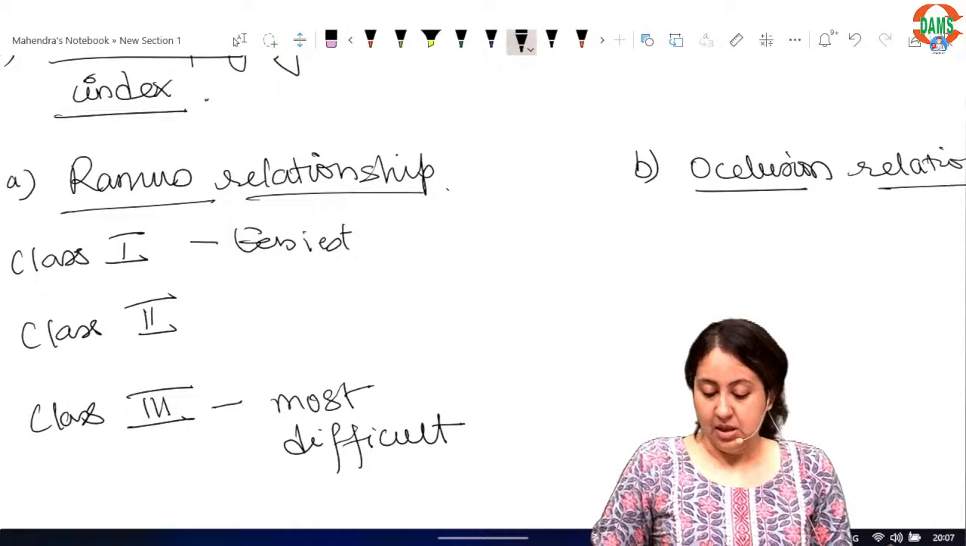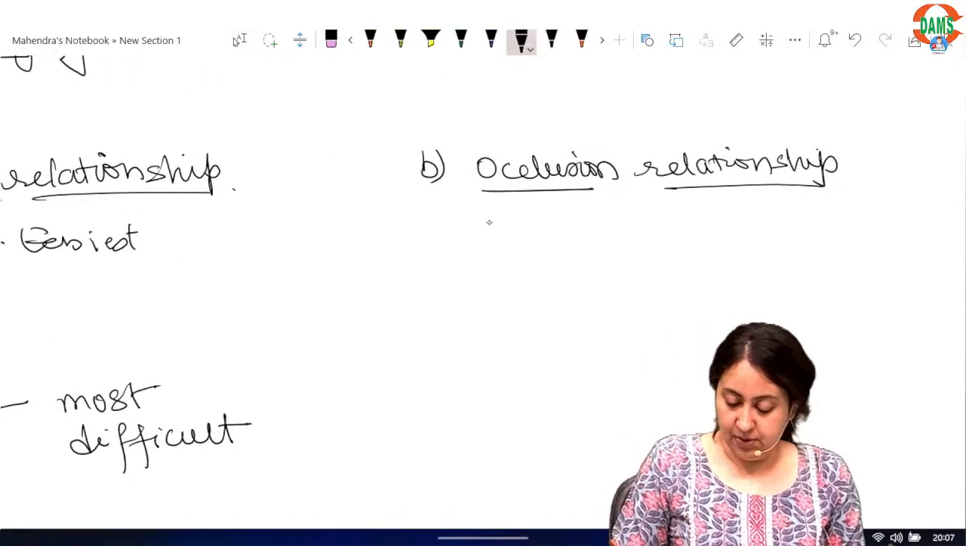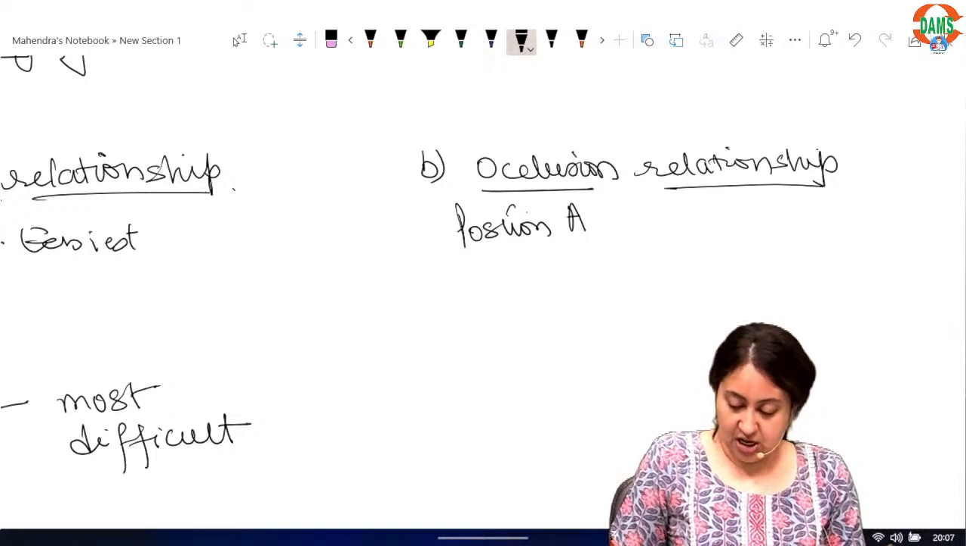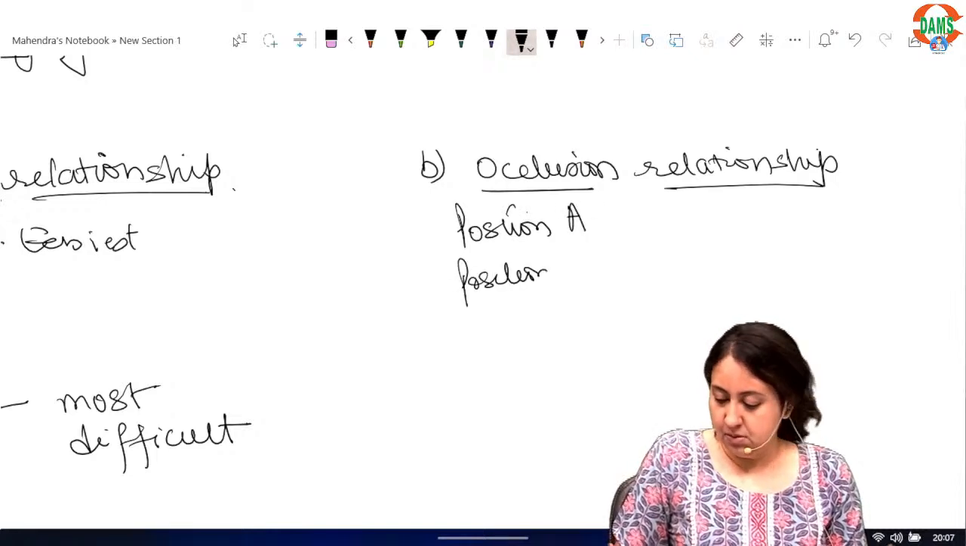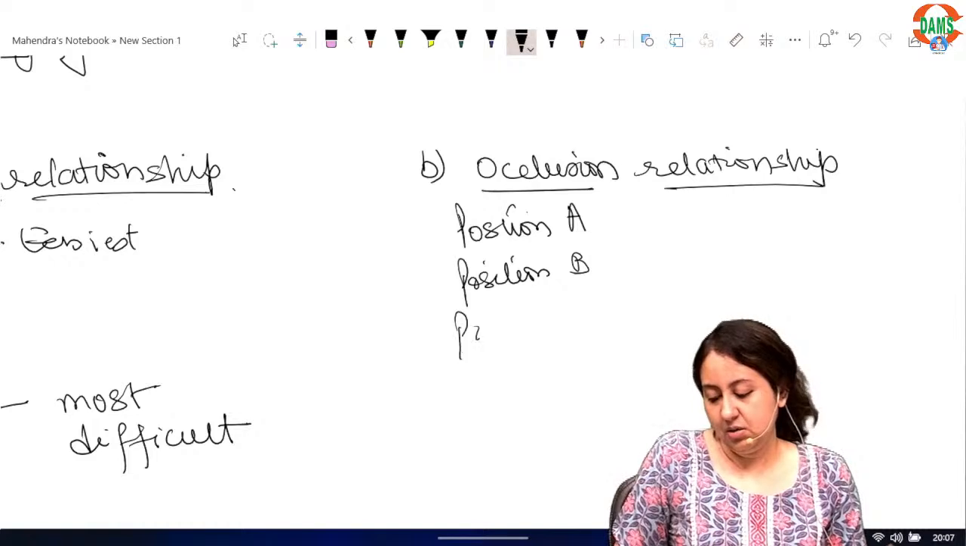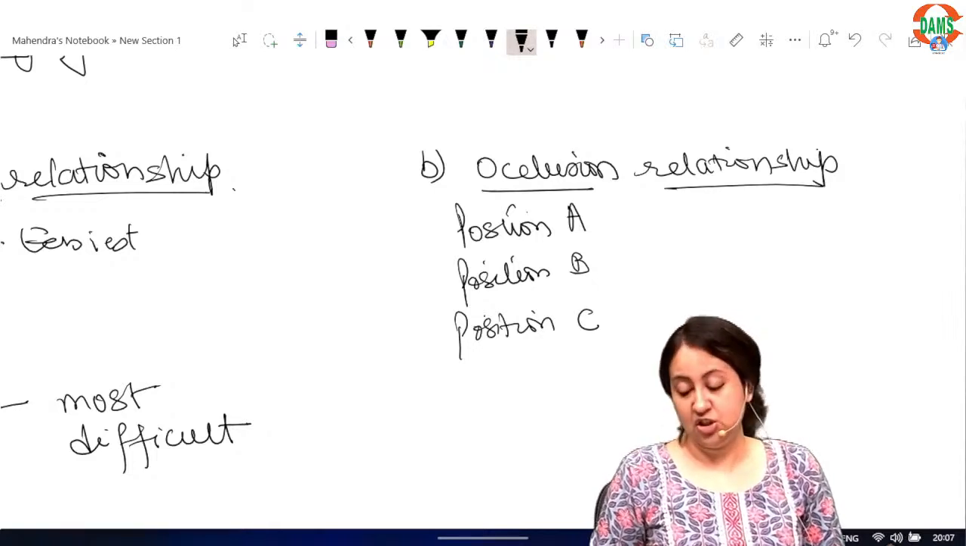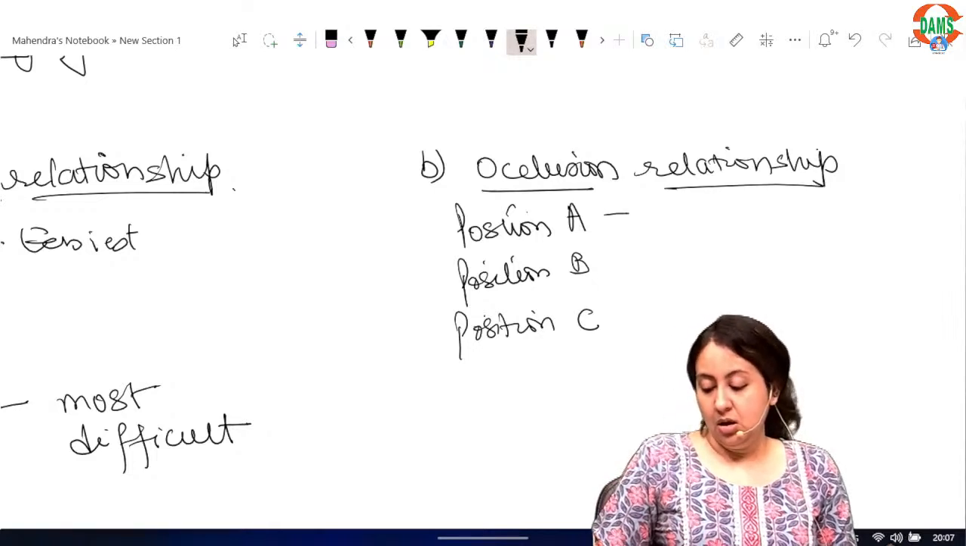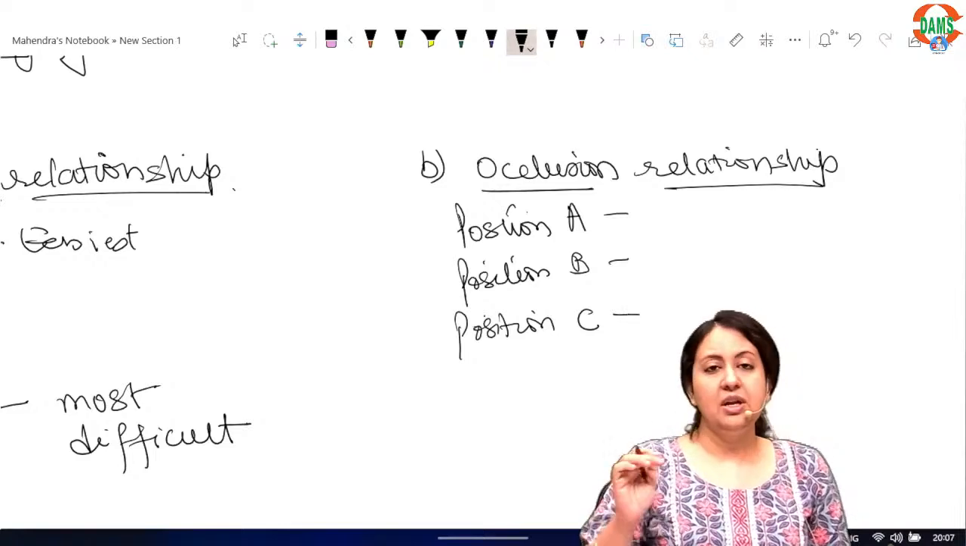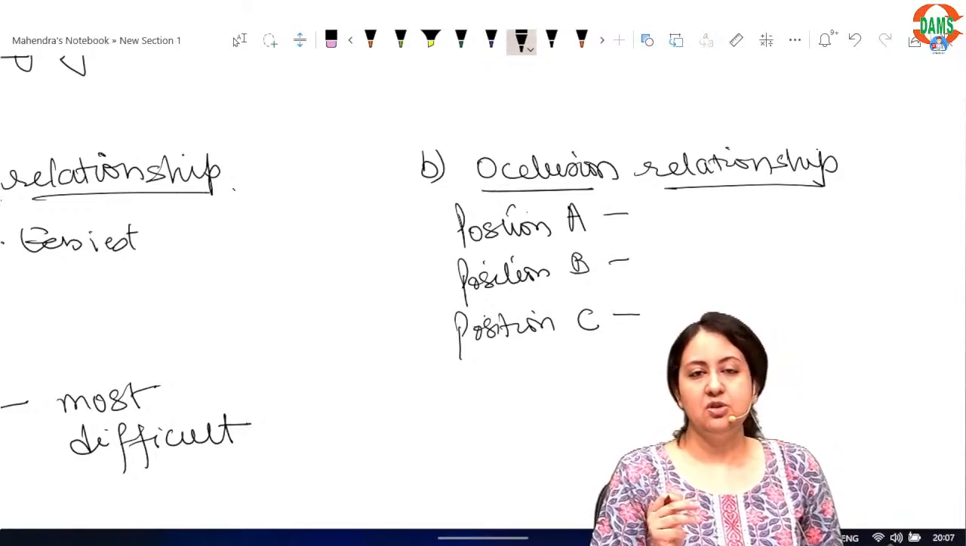Okay, now occlusal relationship. This is position A, position B, position C. Now quickly we will revise position A, position B, position C.